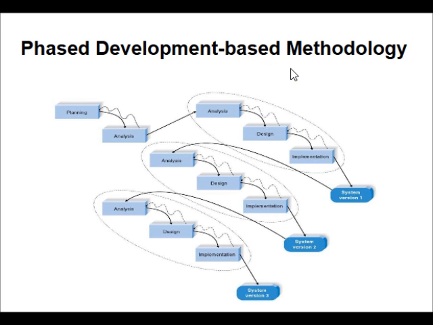Phased development based methodology. This is how it works. First is planning, then analysis, and then all three for the three sub projects or three versions take place, like analysis, design, implementation for system version 1. After this is done, then again for version 2, analysis, design and implementation takes place, we get version 2. Then again for version 3, again analysis, design and development for system 3. So this is how phased development based methodologies work.